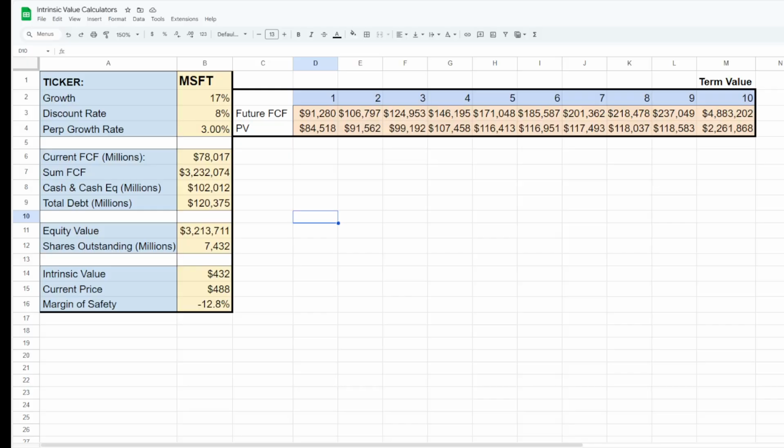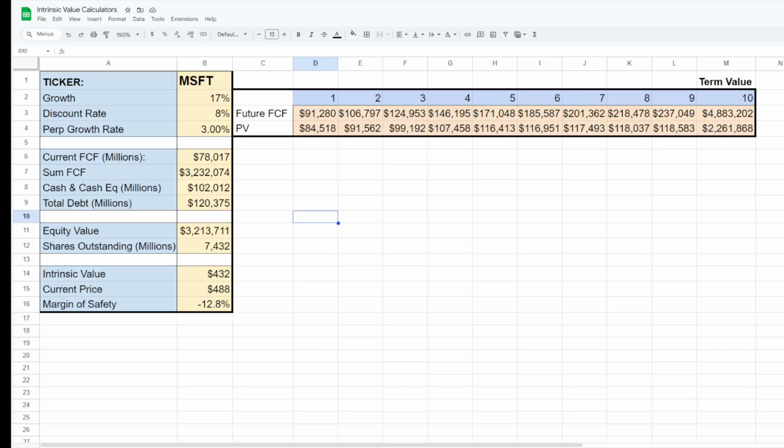Okay, so finally I sort of spruced up the spreadsheet a little bit, added some color, added some borders, and I also ran some numbers for Microsoft. So for the next 5 years, Microsoft is expected to grow 17%. We gave them a discount rate of 8% because they are a solid company. Perpetual growth rate at 3%. Current free cash flow is $78 billion. So we add them all up, $3.2 trillion company. Cash and cash equivalents of 102 billion, total debt of 120 billion. So we get an equity value of about $3.2 trillion.